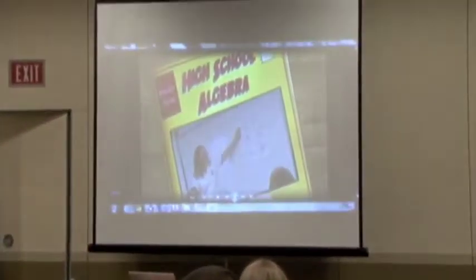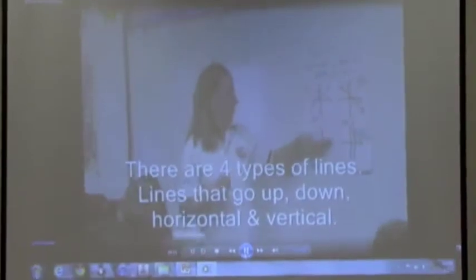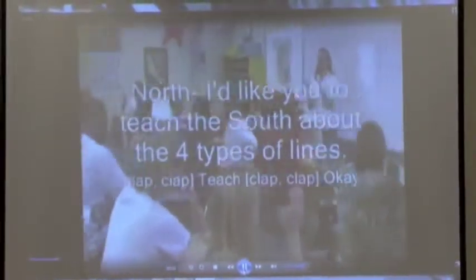Today we're going to learn about the slopes of lines. Now, there's 4 types of lines. You have lines that go up, lines that go down, horizontal lines, and vertical lines. South, tell the north about the 4 types of lines we have. Teach.